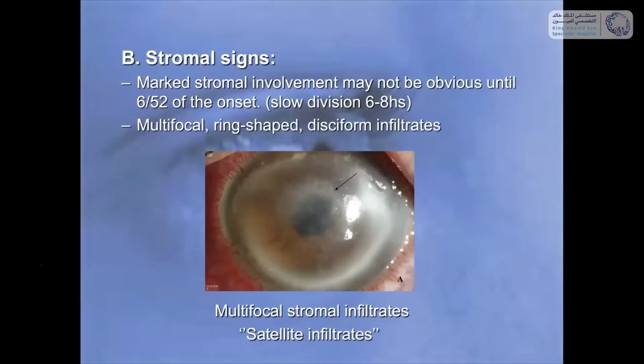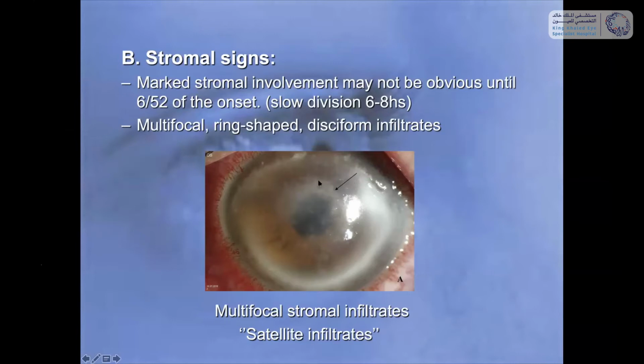What about the stromal signs? Usually the stromal signs, the marked infiltrate, are not obvious until 6 weeks from the onset of the infection. And this makes the diagnosis more difficult and delayed.